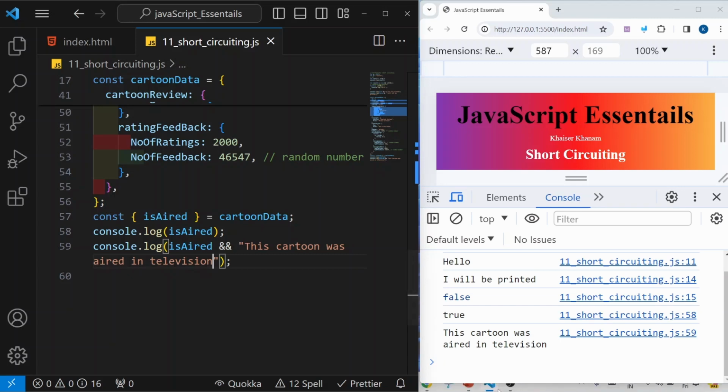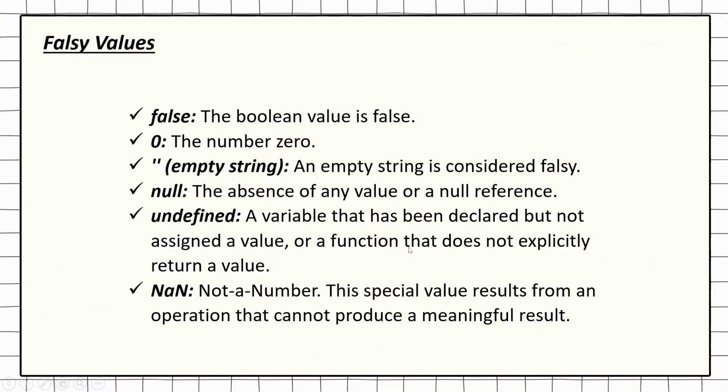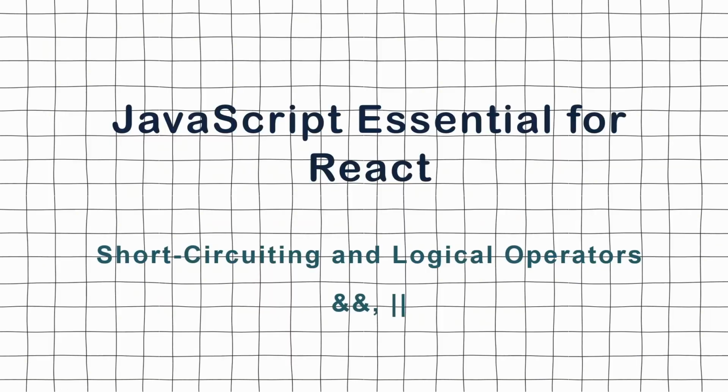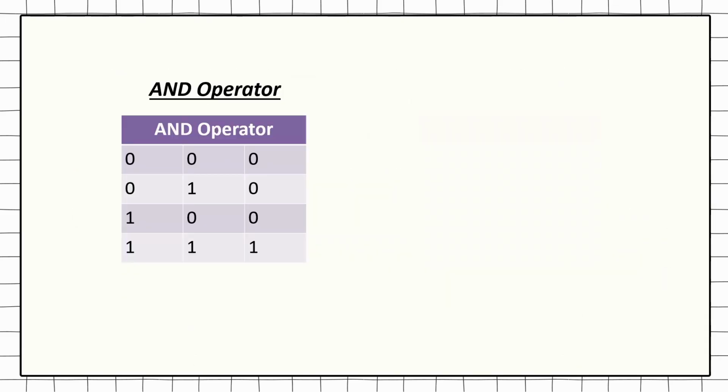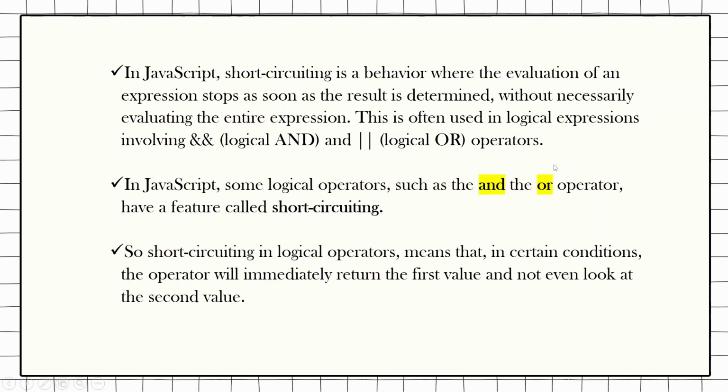And also we have seen what truthy values and falsy values are. These are falsy values. Apart from these, whatever is assigned will be treated as a truthy value. Now let us talk about the OR operator. We have already seen the OR operator. If any one value is true, then our result will be true. If both values are false, then our result will be false. Let us understand the OR operator.